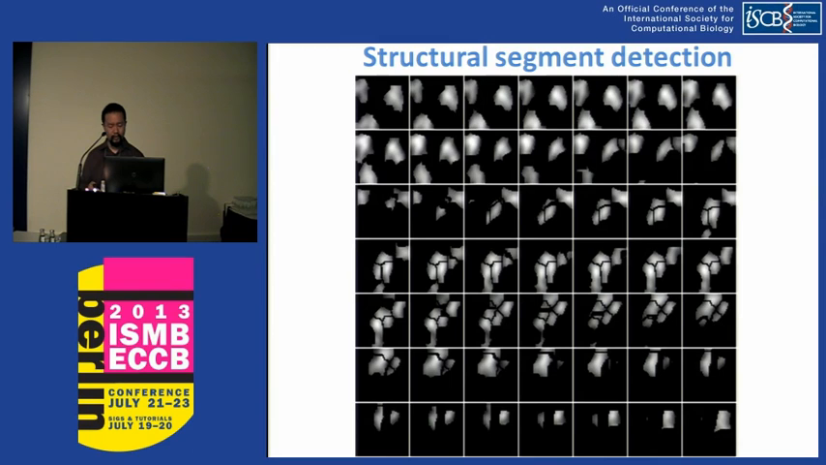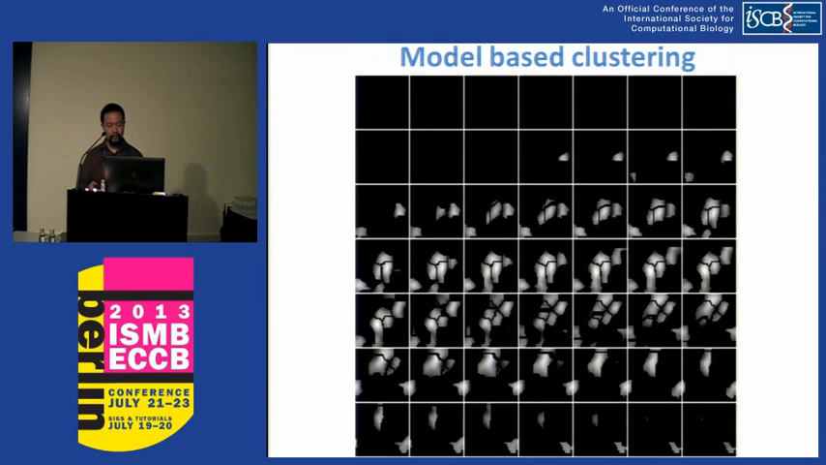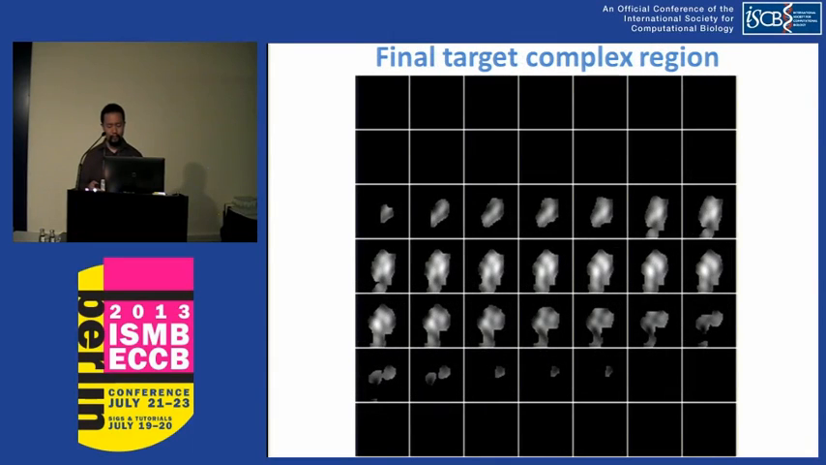and this is the detection of the structural segments among the watershed segmentation. And this is after the model-based clustering and the selection of the center clusters. And we can see that a certain amount of neighbor structures are eliminated. And by a further refinement process, we are able to detect the target complex region, which contains a ribosome complex that is consistent with the template searching result.